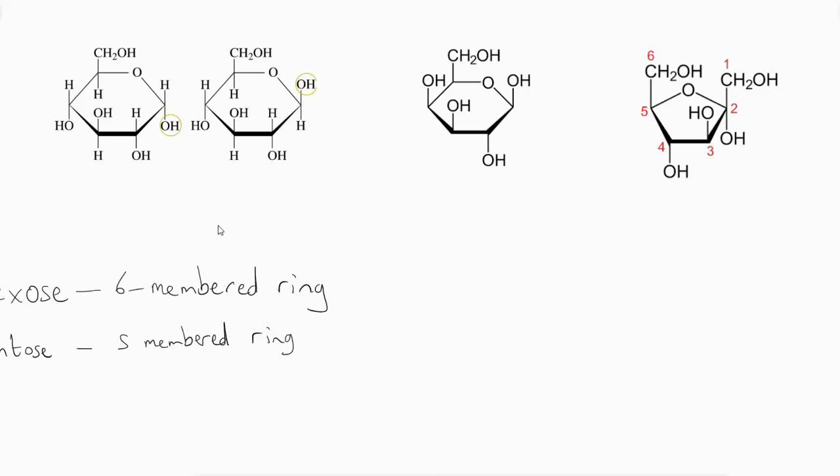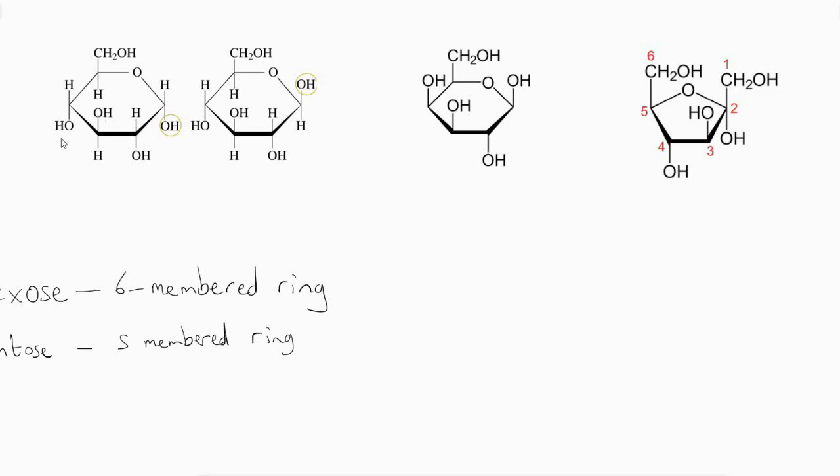Welcome to this first video looking at A-level biology topics, and here I'm looking at simple sugars. On the screen you can see three hexose sugars. These are sugars which have a six-membered ring, and they are on the left-hand side. On the right-hand side is one pentose. This is a five-membered ring.